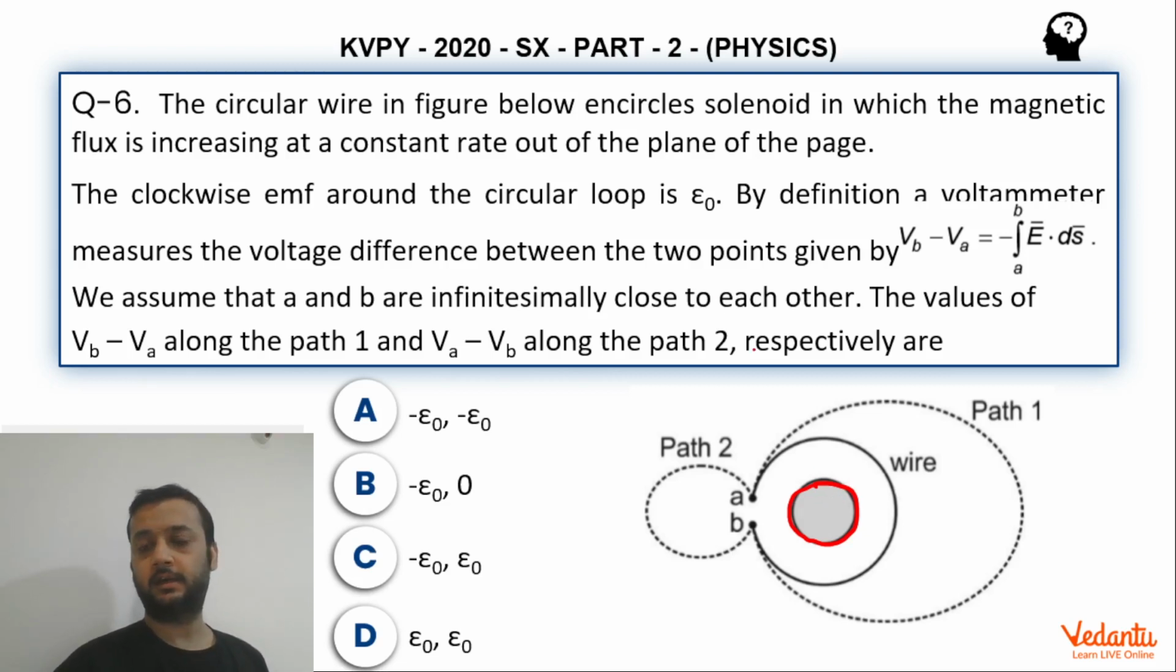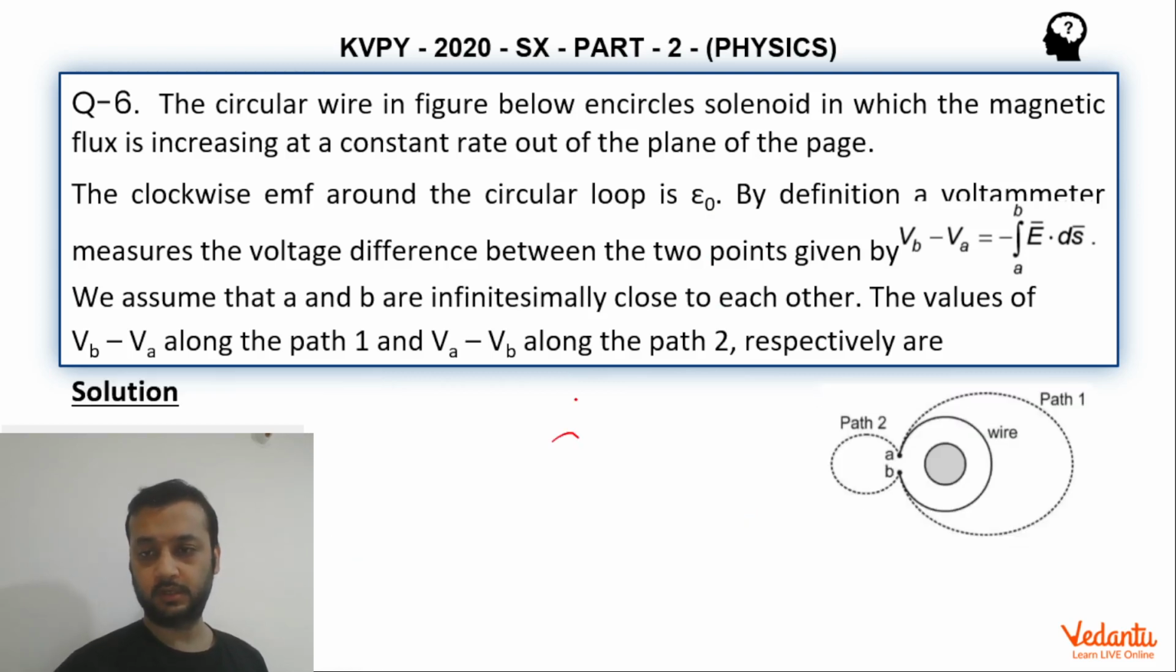Now if you consider this wire from A to B in this direction, it is said that the clockwise induced EMF value is epsilon naught, as per the data. Also, A and B are very close to each other.